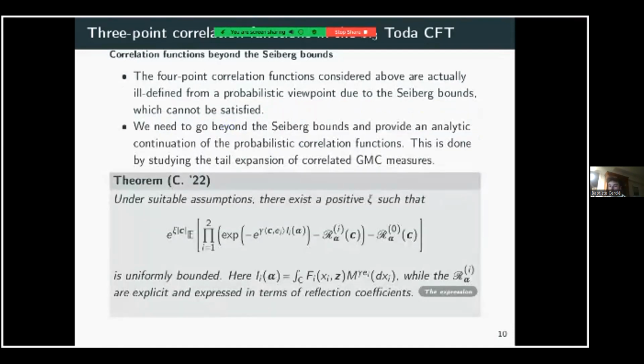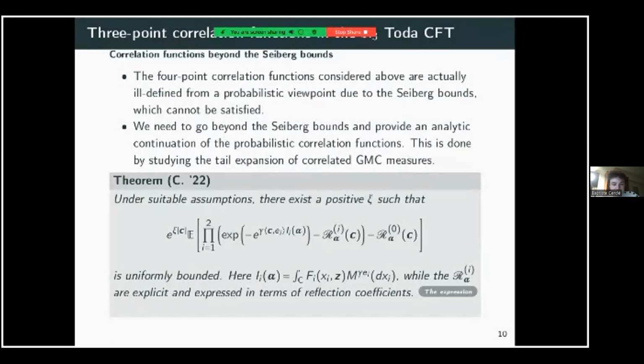And for this, you need to go beyond the Seiberg bounds. And the first step in the derivation, in the extension of these Seiberg bounds, is the study of the tail expansion of correlated GMC measures. This statement shows... you may not see at the moment why it's relevant to extend these Seiberg bounds.